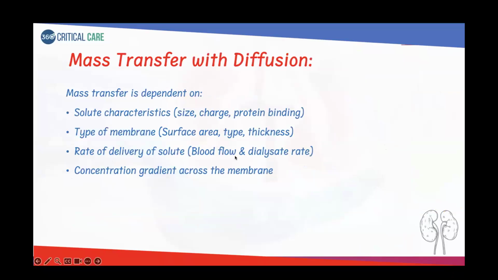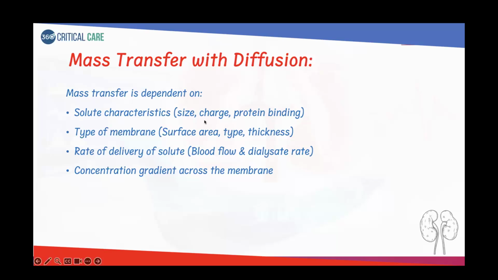So if we increase the blood flow and the dialysate rate, then the clearance will be higher. In the exam, a viva question can ask you how you increase the clearance of a particular substance in CRRT. So increase the blood flow or increase the dialysate rate. These are the things that you can change on your hand.